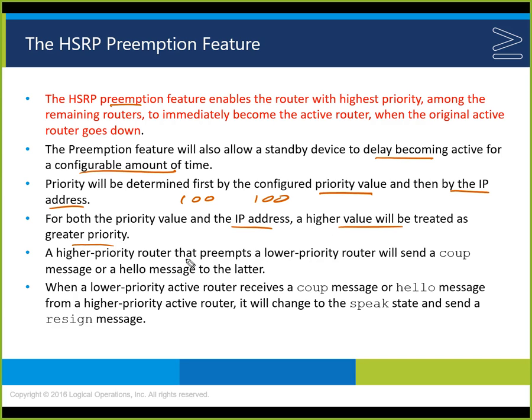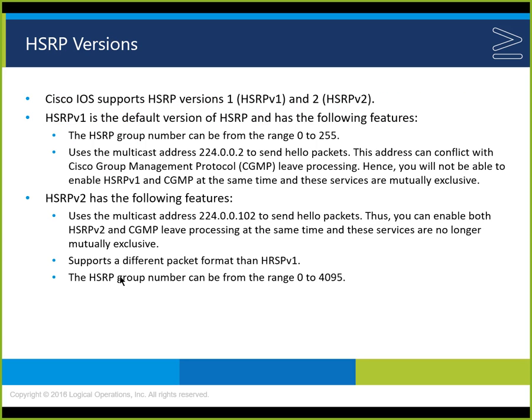A higher priority router that preempts a lower priority router will send a coup message, or a hello message, to the latter. The lower priority router receives the coup message, then changes to the speak state and sends a resign message. So we get a coup message and then we get a resign message.